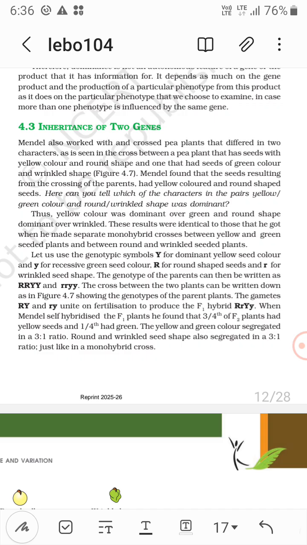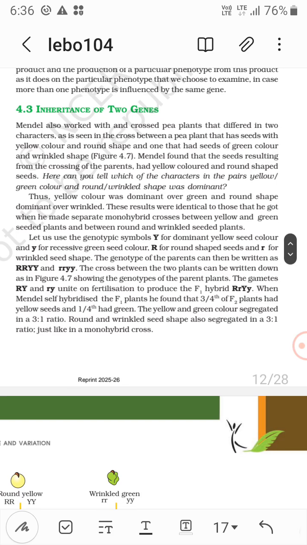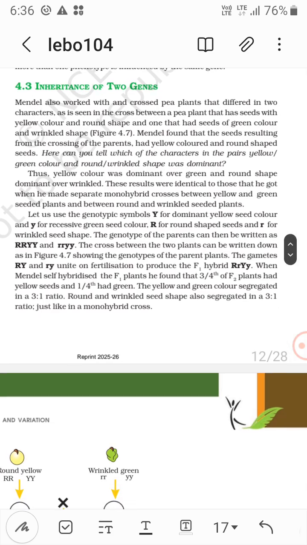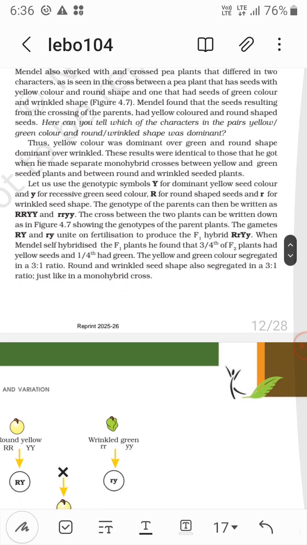So how do you know which character is dominant when he crosses the yellow seeded plant to the green seeded plants and between the round and wrinkle seeded plants, same as the monohybrid crosses? Okay, so let us use the genotype capital Y for the dominant yellow seed color and small y for the recessive green seed color, capital R for round shape and small r for wrinkle seed shape.